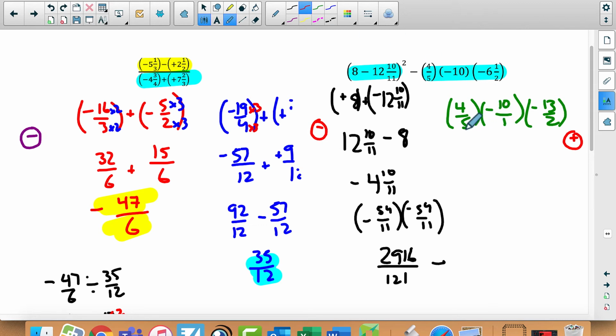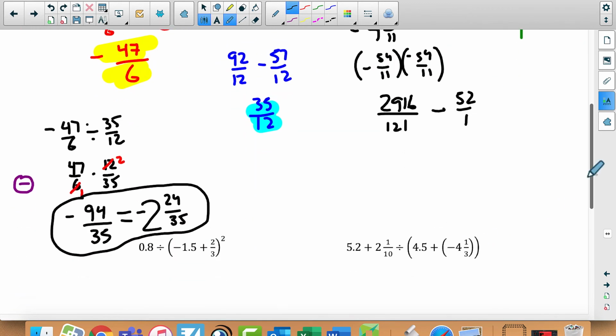What do you see? I see the 5 and the 10, which would become 1 and 2, because they can both divide by 5. I see a 2 and a 2, which can both become 1s. And I guess that's it. So on the bottom, you have 1 times 1 times 1, which is just 1. And on the top, you have 4 times 1 times 13, which is 52. So really, you just have 52, or 52 over 1. Which means our final question should be this 2,916 over 121 minus this whole blue highlighted part, which we found was 52, or 52 over 1.